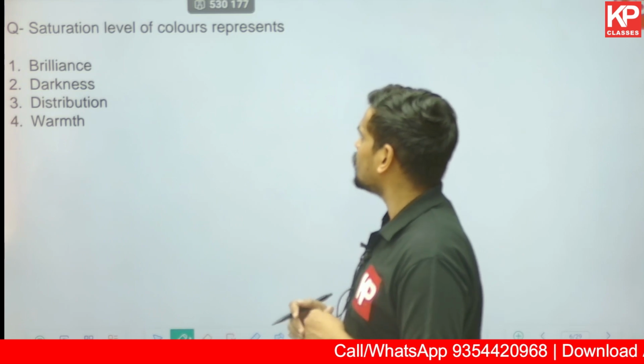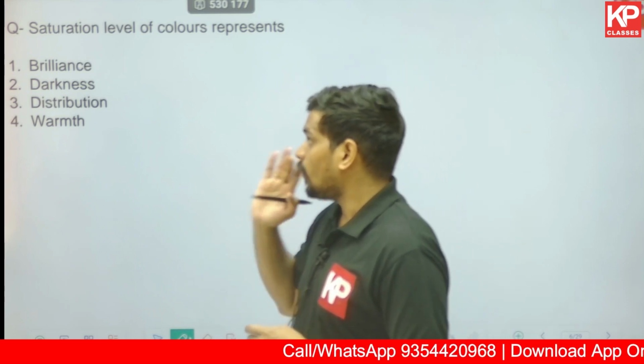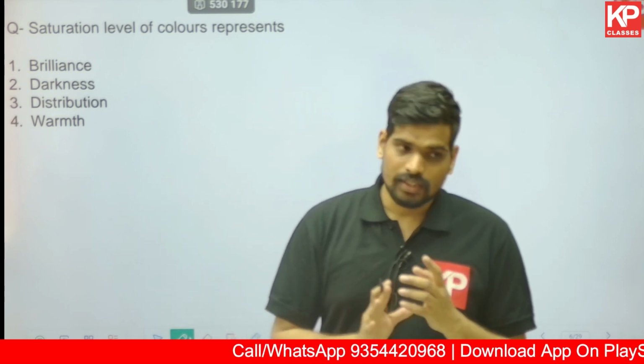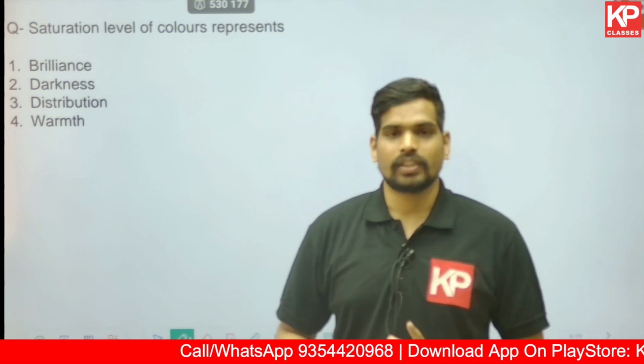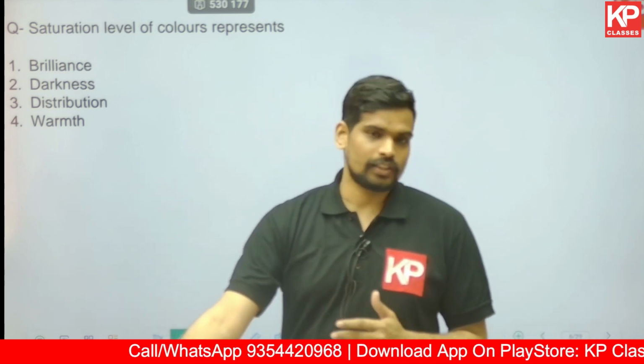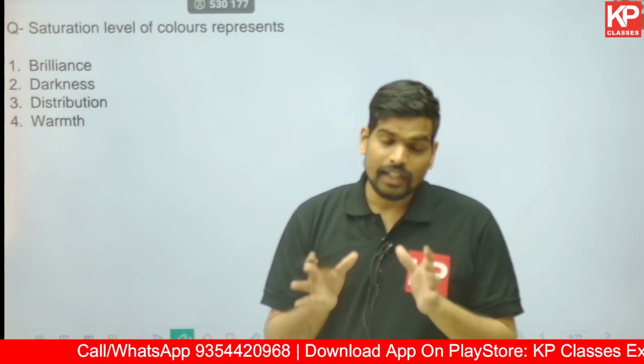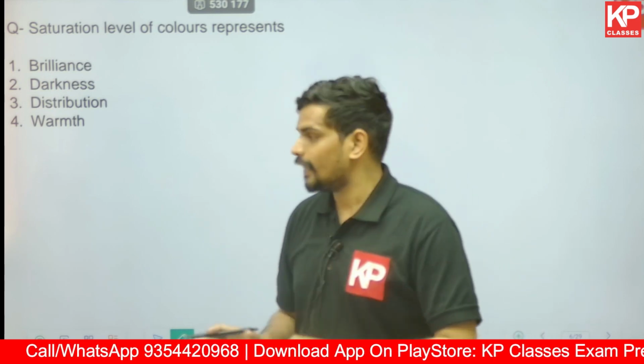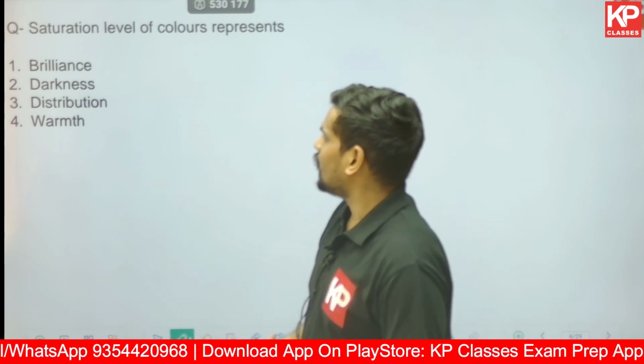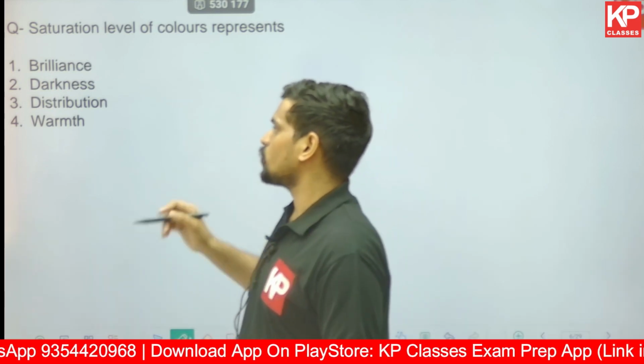Saturation level of colors represents dash. Saturation level of a color. Now this is associated with the topic of color theory, which has been discussed in the 51-day course, in the second part of it, the second lecture. So saturation level of colors represents brilliance, darkness, distribution, warmth.